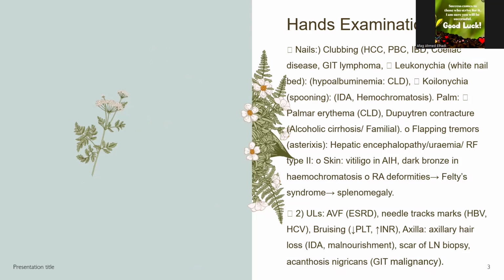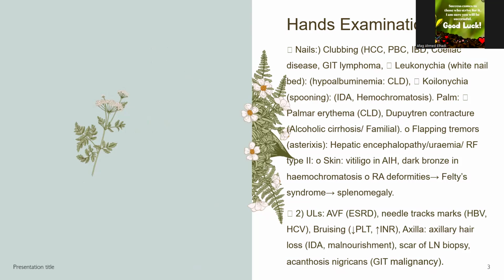In these abdominal examinations, we may also have an arteriovenous fistula in the arm. So in the nails, we look for clubbing, which could be a sign of hepatocellular carcinoma, primary biliary cholangitis, inflammatory bowel disease, celiac disease, and GIT lymphoma. So clubbing could be a sign of malabsorptive disease, such as celiac disease, inflammatory bowel disease, GIT lymphoma. All of them cause chronic malabsorption.